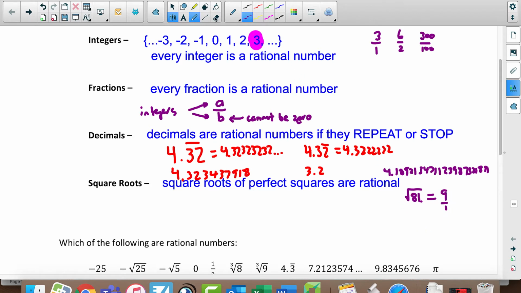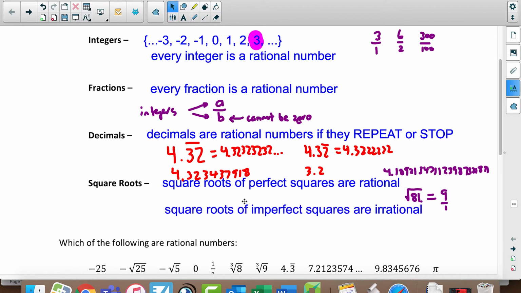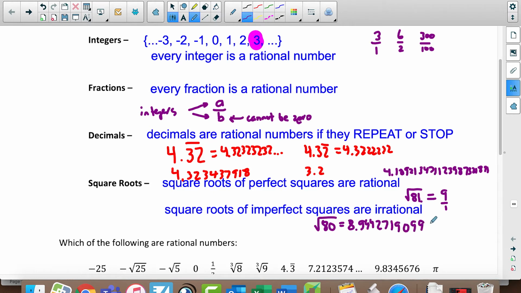So that's definitely rational. But if you're looking for the square root of a non-perfect square, an imperfect square, then it's irrational. Irrational means not rational. So for example, what if we weren't doing the square root of 81? What if we were doing the square root of 80? The square root of 80 is 8.9442719099999. Oh, it must be repeating. No, it doesn't. 1, 5, 9, and it just keeps going on and on. Never terminates, never stops, and it never repeats, so that's definitely irrational.